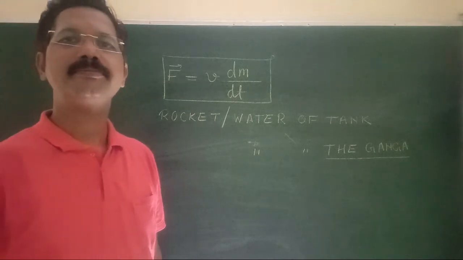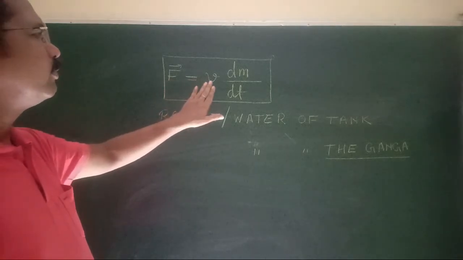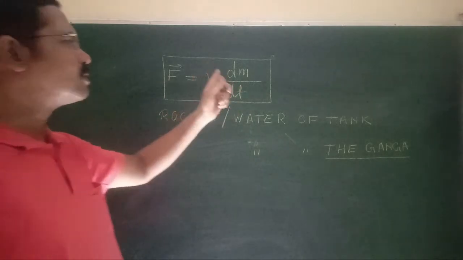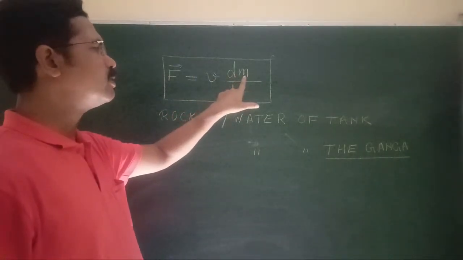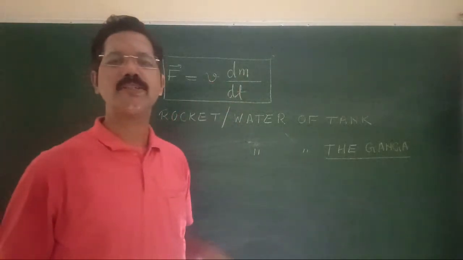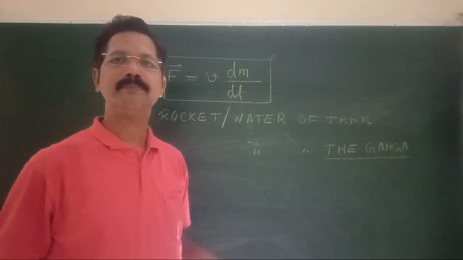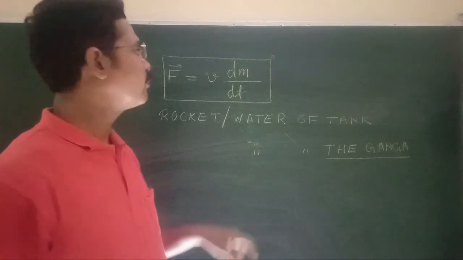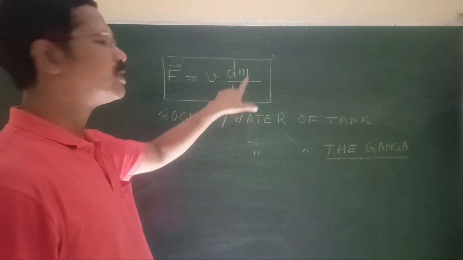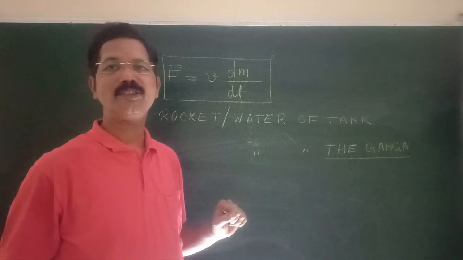In the last class, you have studied that force is equal to d(mv)/dt, and in the last class mass was constant. Today I am putting it that V is constant and mass changes with time. You can think, what are the examples?